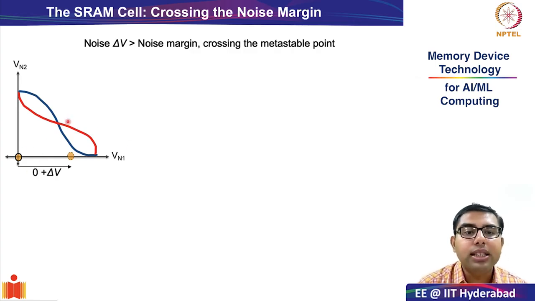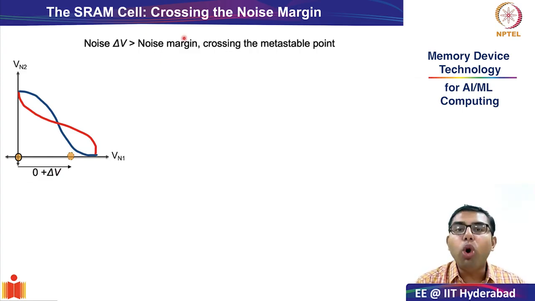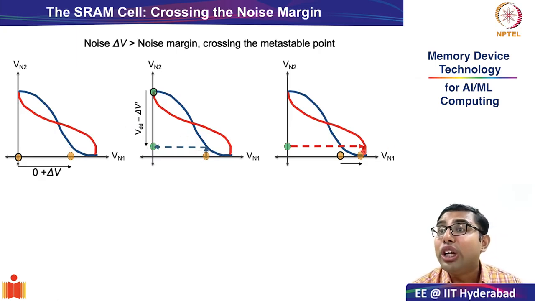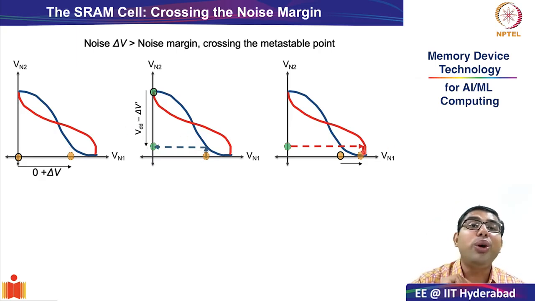So what we have done is, remember this was the metastable state. Now the noise that has been added is more than the noise margin. So if the noise is more than the noise margin, we will use exactly the same rationale. If Vn1 has been disturbed, we have to look at inverter 2, which is the blue curve. And after a few bouncing backs of the blue and the red curve, you will see now the bit value has flipped, or the state value has flipped.